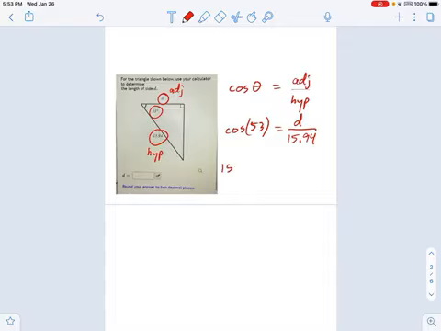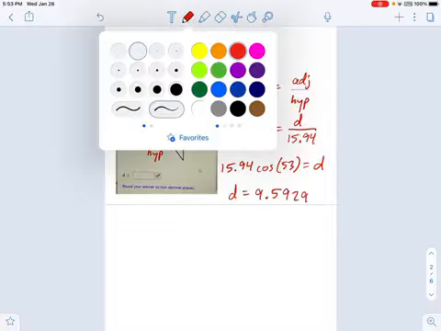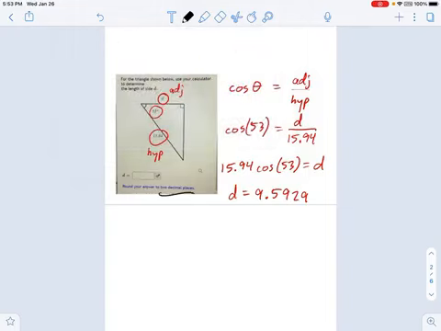So this one's easier than the last one, actually. I'm just going to multiply each side by 15.94. And I get 15.94 cosine of 53 degrees equals D. I type that into my calculator here. So 15.94 cosine 53, and I get this. D equals 9.5929 and so on. If you enter all the decimals, great, but you need to at least have 2 decimals of precision or accuracy here. So I could just enter 9.59 and I'm done.